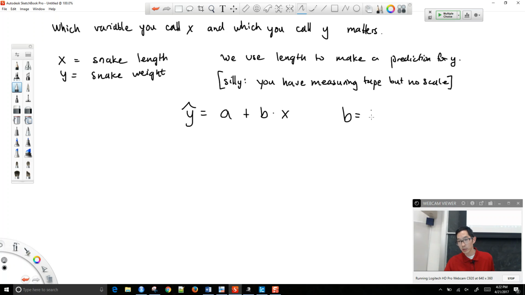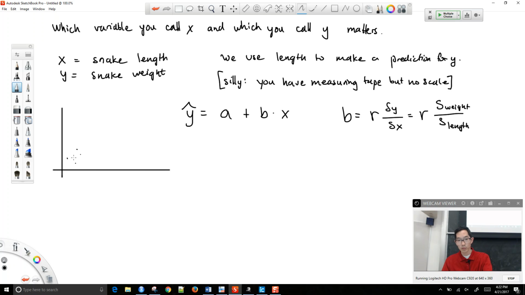b is equal to r times the standard deviation of y divided by the standard deviation of x. In our case, r is the correlation, and the standard deviation of y is the standard deviation of weight divided by the standard deviation of length. So you do something like this.